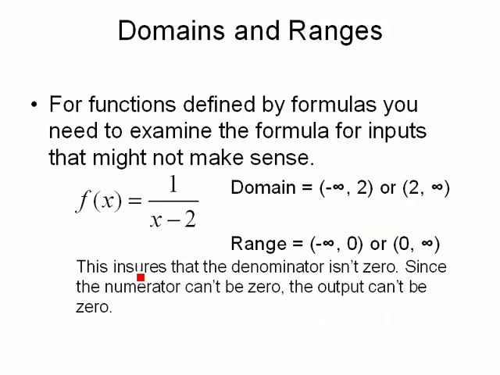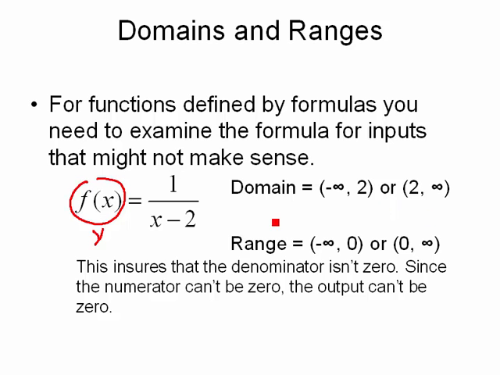So another way we could define a function is using a formula. And right now, don't worry about this f of x here. You can just think of this as being y equals 1 divided by x minus 2. Now, on this function, the domain actually consists of two parts here. Minus infinity to 2 and also 2 to infinity. What you'll notice is this includes everything but the number 2.